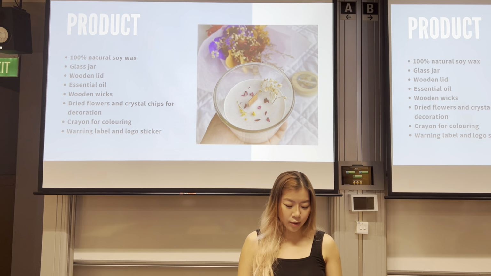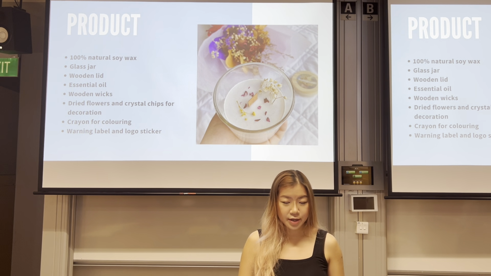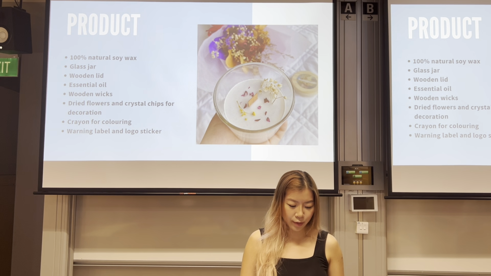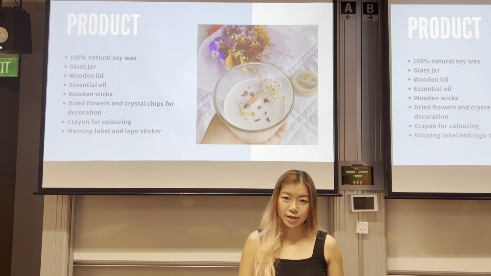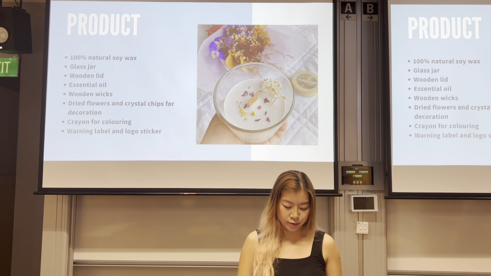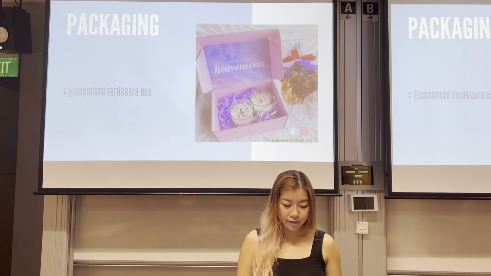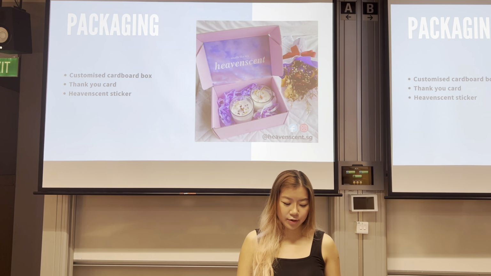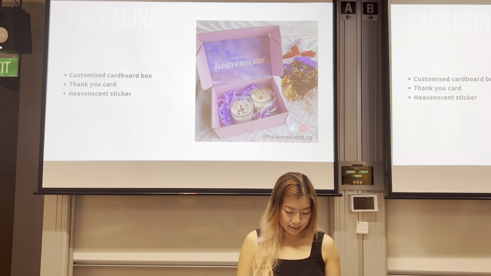Moving on to more about the product, the candle itself consists of 100% natural soy wax and a glass jar, wooden lid, essential oil for fragrance, wooden wicks, dried flowers and crystal chips for decoration, crayon for colouring, and a warning label and logo sticker. For packaging, it simply consists of a customized cardboard box, a thank you card, and a Heavenscent sticker.